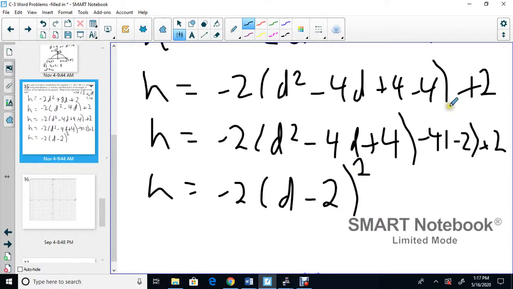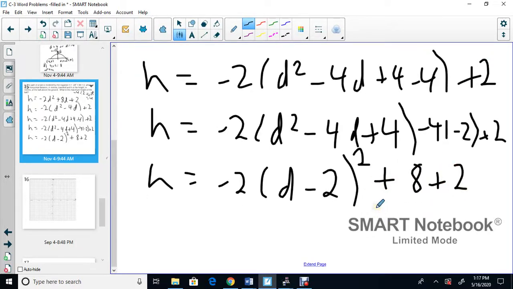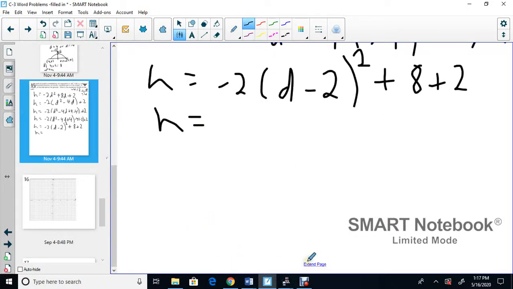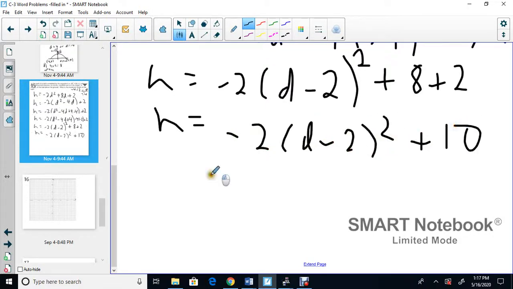And that's what you do with this part. We practiced that in the last part. And then you get 4 times negative 2 is plus 8, plus 2. And finally, h equals negative 2 times d minus 2 squared plus 10. Our vertex is 2, 10.